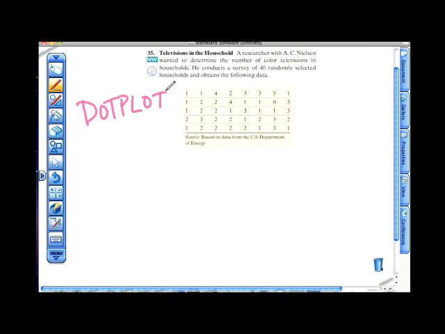Okay, so for a dot plot, you're simply going to draw a horizontal line. And you know what? It's not so horizontal. Let me make that a little better. Okay, that's a little better. And you're going to start with the number of TVs in the household. We had 0, 1, 2, 3, 4, and 5. And then we're going to put a dot for each frequency.